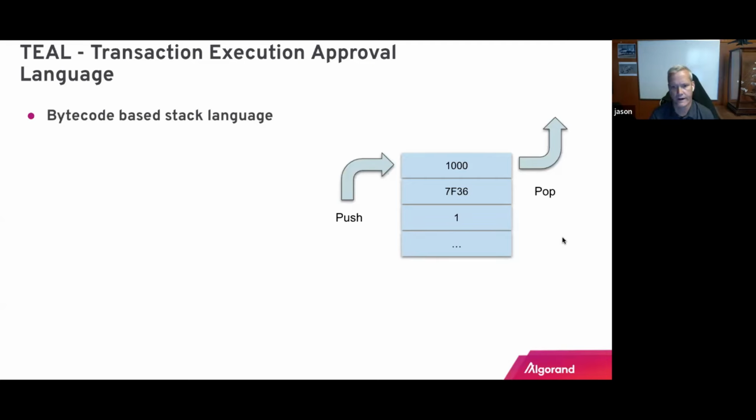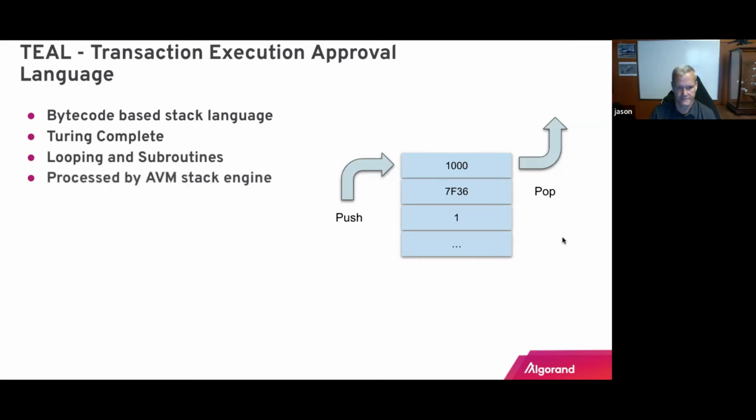All it does is process your program one line at a time, pushing and popping values off the stack engine that runs in the AVM. It's a Turing complete language. It supports looping and subroutines. Now, the stack only supports two data types, and that's a uint64 positive value and byte arrays. Those are the only two things that the stack supports.